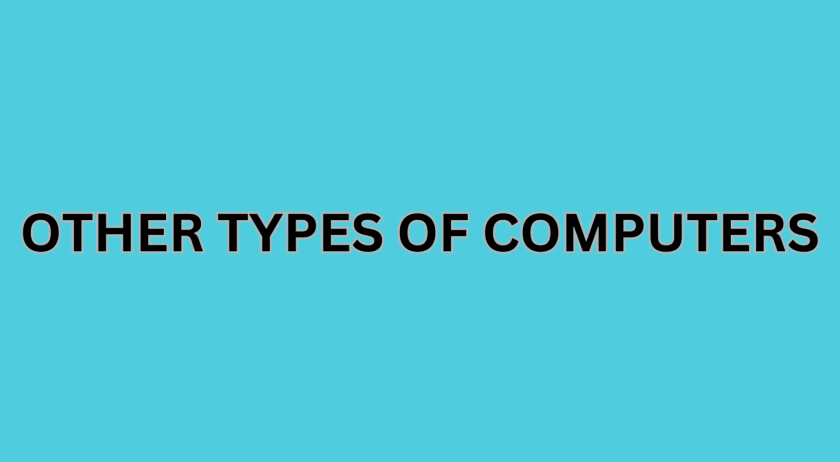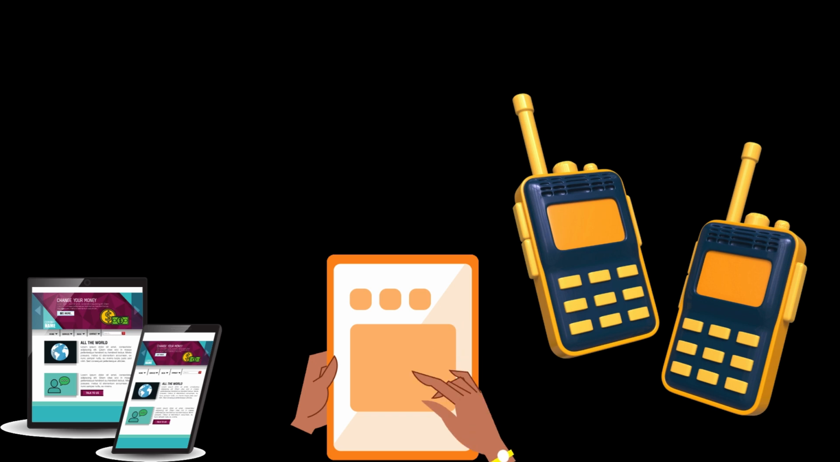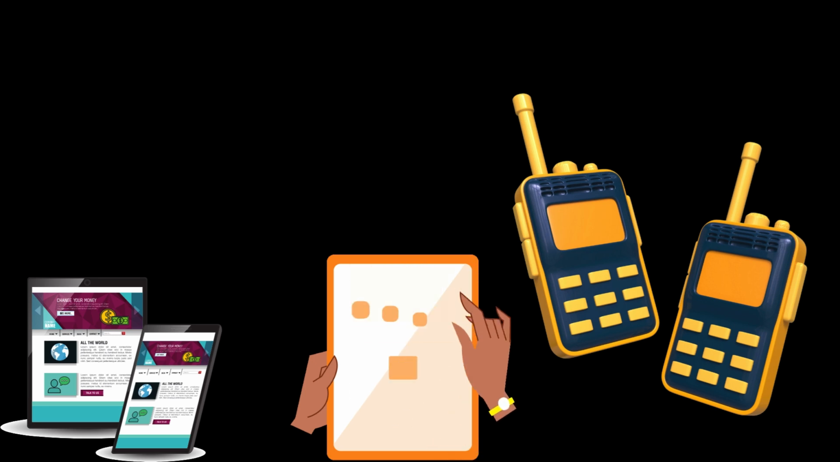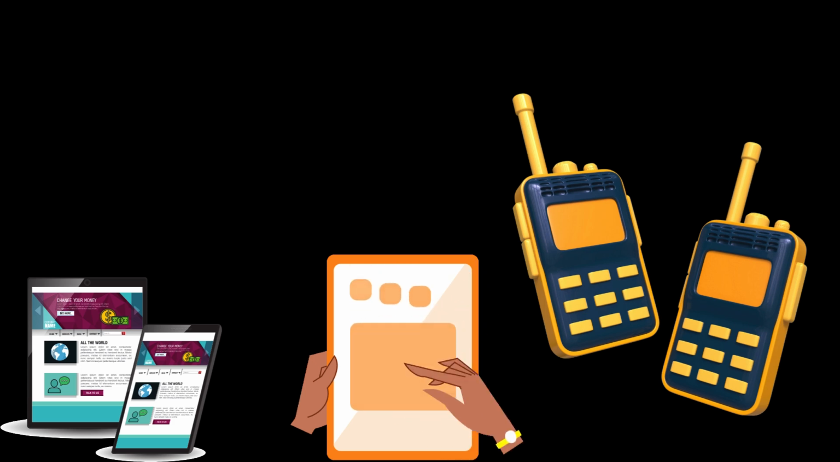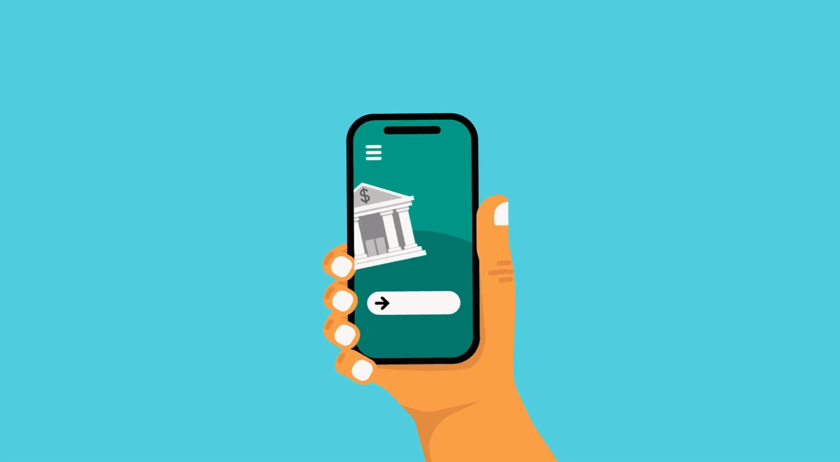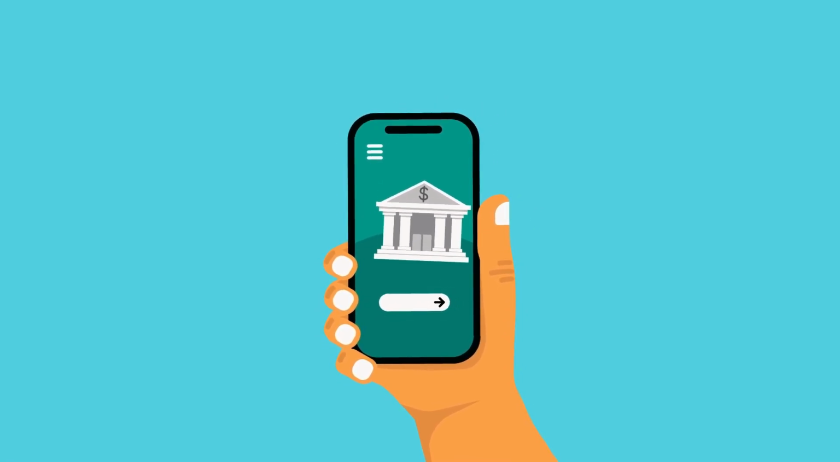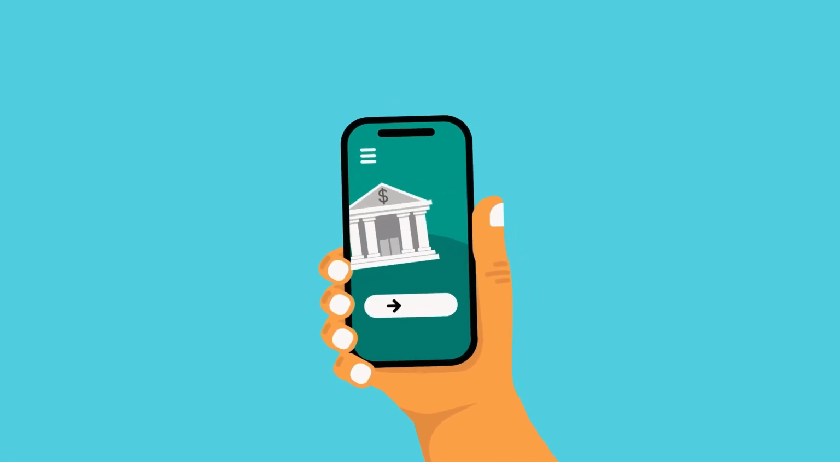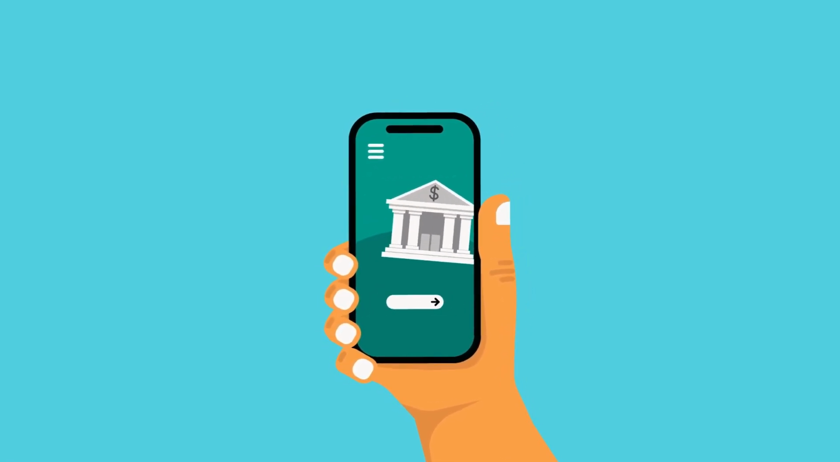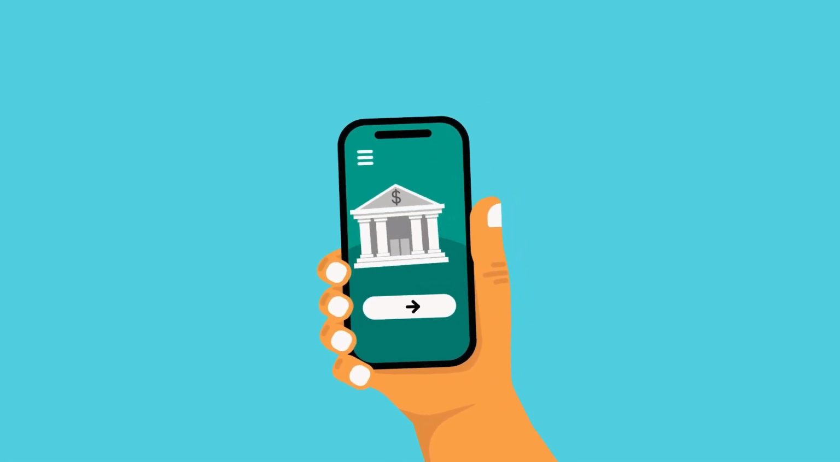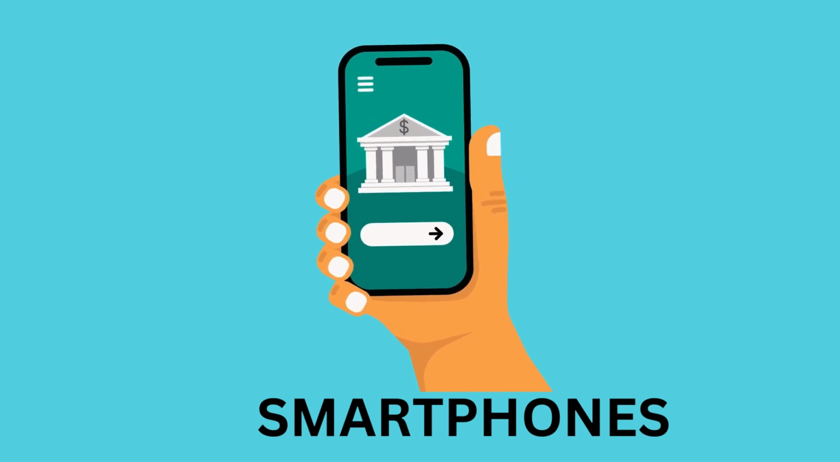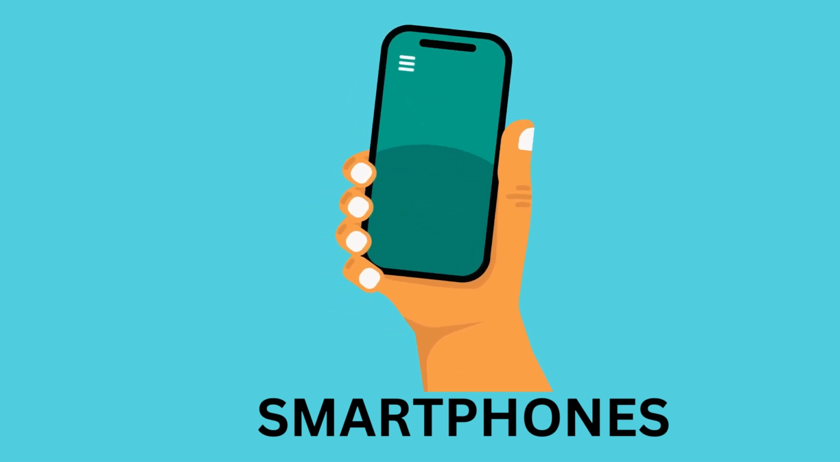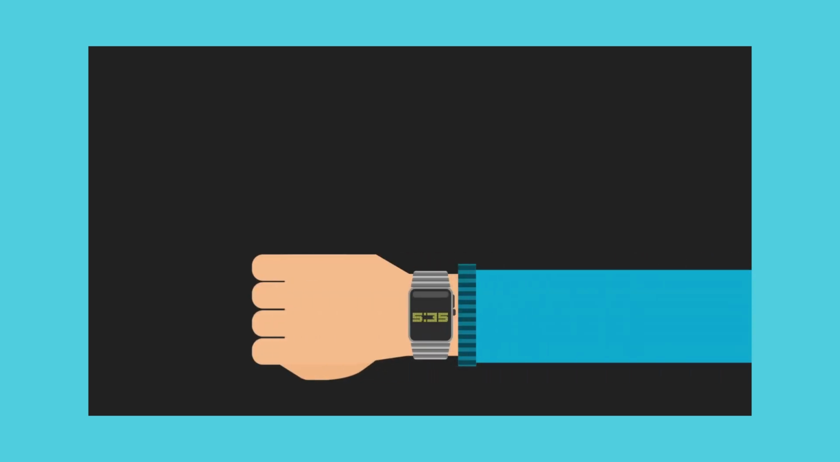Other types of computers. Many of today's electronics are basically specialized computers, though we don't always think of them that way. Here are a few common examples. Smartphones. Many cell phones can do a lot of things computers can do, including browsing the internet and playing games. They are often called smartphones. They are also computers.